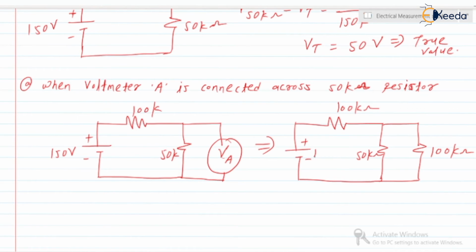This voltage is 150 volt, right? So this is the equivalent circuit. Now, the voltage across this branch is nothing but the reading of the voltmeter. Can we simplify it? Yes, here we have 150 volt, and these two are connected in parallel, so we can replace this circuit.